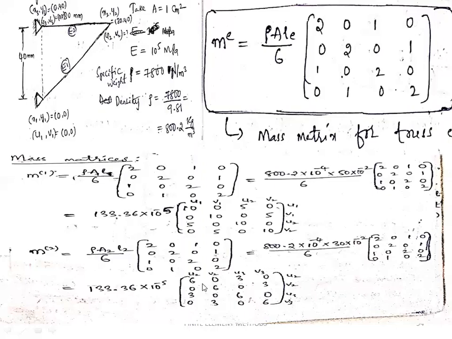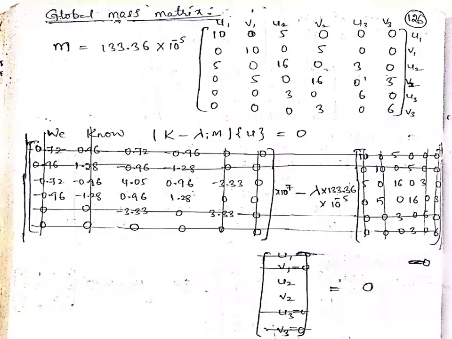Similarly, the column numbers are also U2, V2 and U3, V3. So once you know that the mass matrix for the first element and the second element need to be clubbed, this M1 and M2 give the global mass matrix, and the procedure is similar to the global stiffness matrix. So once you club M1 and M2, then you will get the global mass matrix.